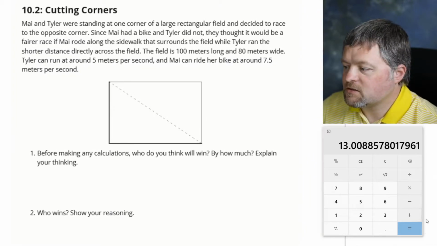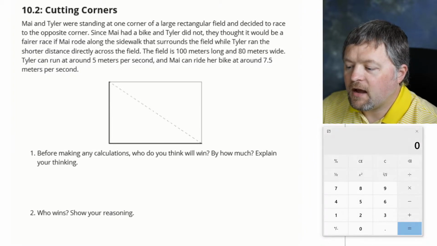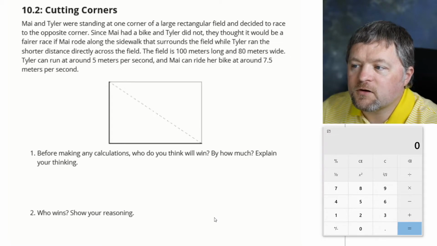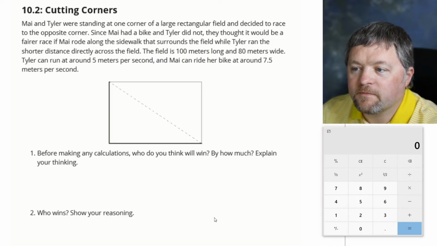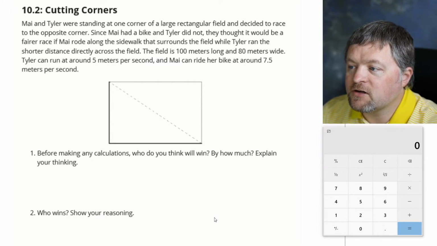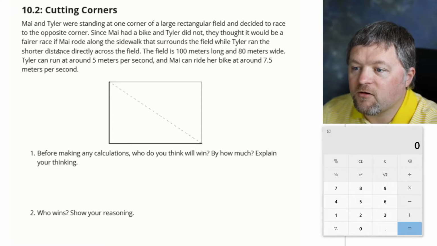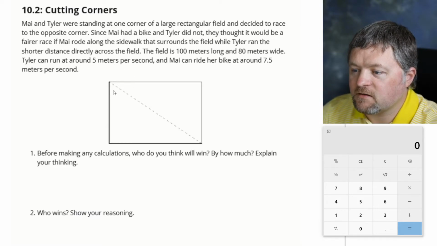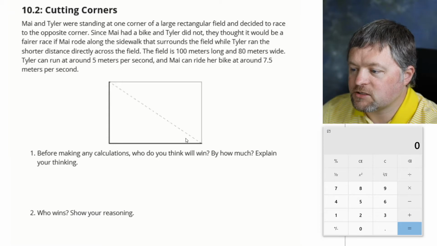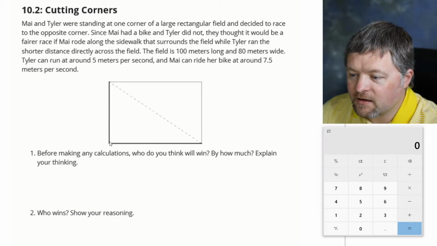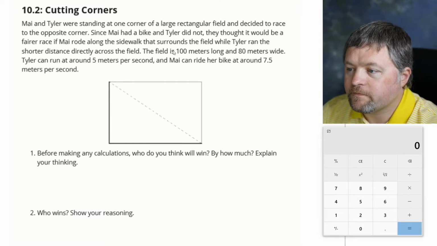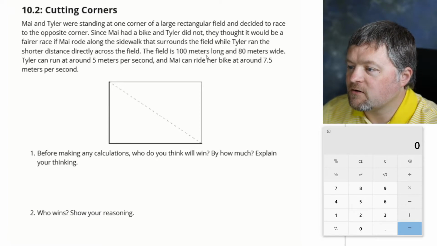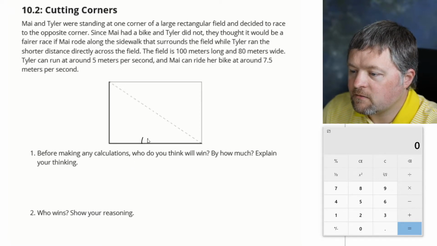Cutting corners. Mai and Tyler were standing at one corner of a large rectangular field and decided to race to the opposite corner. Since Mai had a bike and Tyler did not, they thought it would be a fairer race if Mai rode along the sidewalk that surrounds the field, while Tyler ran the shorter distance across the field. So one of them will be running straight across and one of them will be biking on the sidewalk. The field is 100 meters long and 80 meters wide.